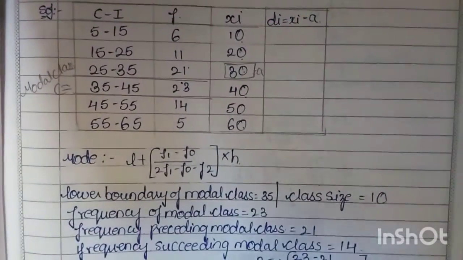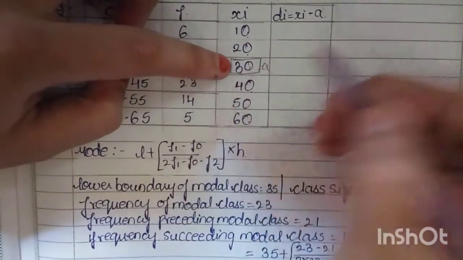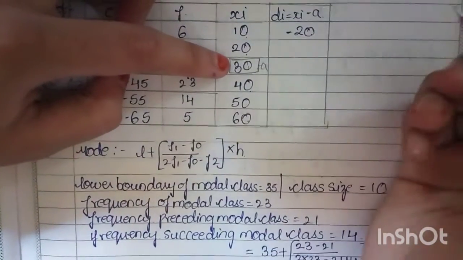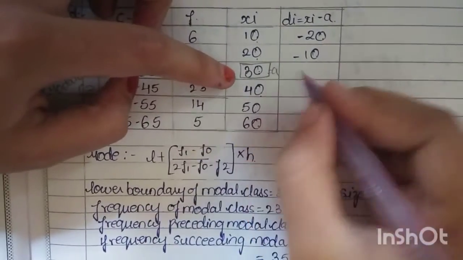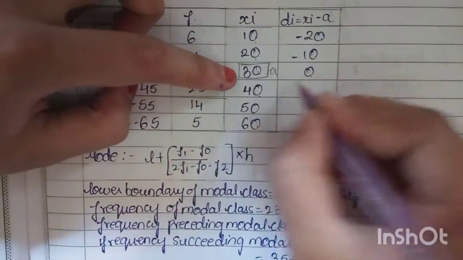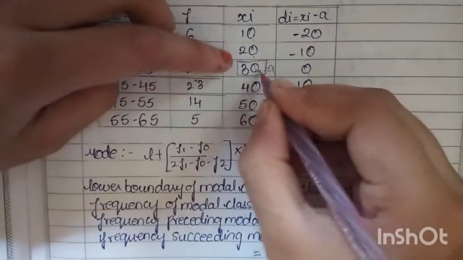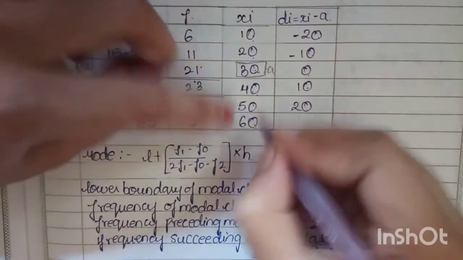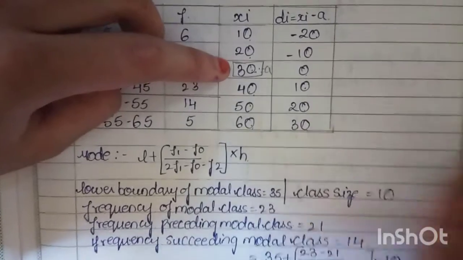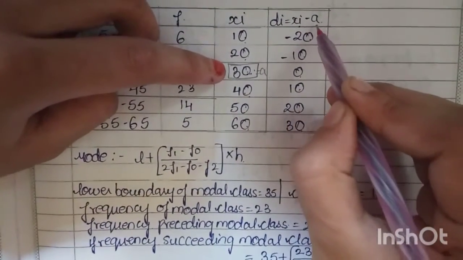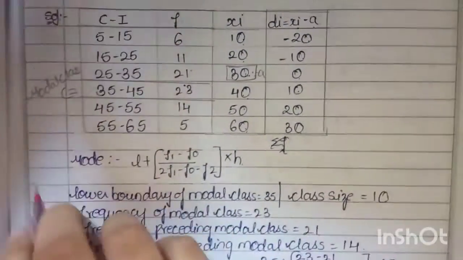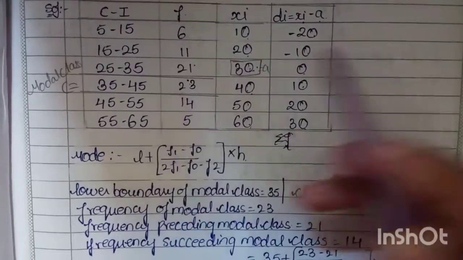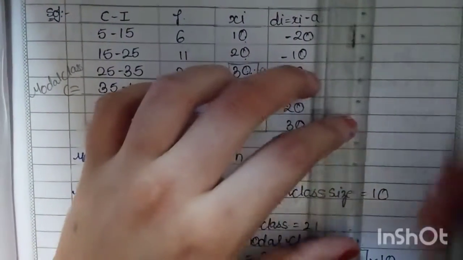When you subtract, 10 minus 30 will be minus 20. Next, 20 minus 30 will be minus 10. 30 minus 30 is 0. 40 minus 30 is 10. 50 minus 30 is 20. 60 minus 30 is 30. Remember, only from xi you have to subtract a. Now if you observe, multiplying these values is easy, so you can make another column, that is fi di.